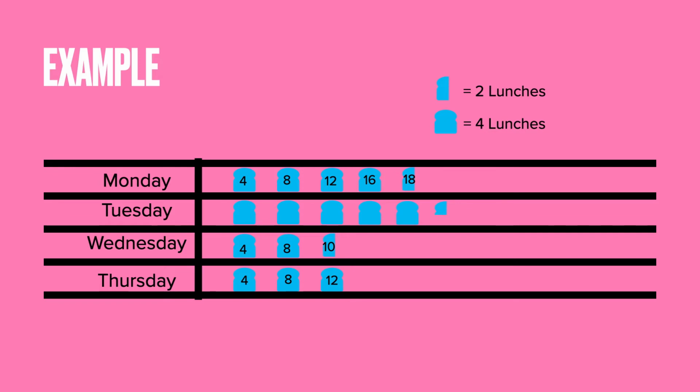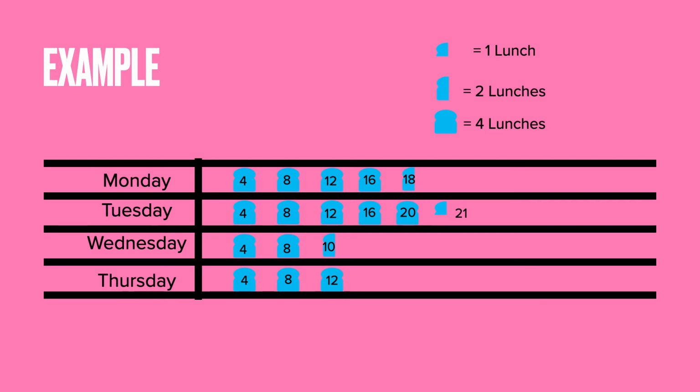Now let's do Tuesday. Tuesday, I got 4, 8, 12, 16, 20. Now I don't have half, I have half of a half, which is a quarter. So a quarter of a piece of bread would only be 1 lunch. A whole bread is 4, half is 2. That means a quarter would be 1 lunch. So from 20, I would then move over to 21.